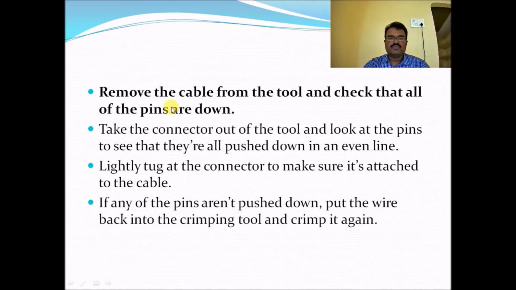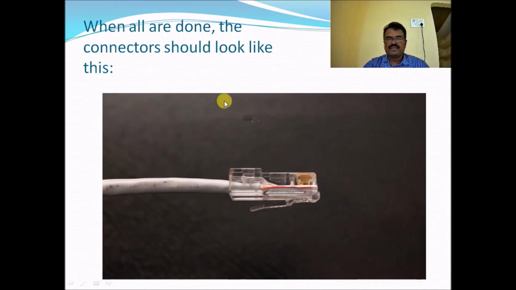So then remove the cable from the tool and check that all of the pins are down. Take the connector out of the tool and look at the pins to see that they are all pushed down in an even line. Lightly tug at the connector to make sure it is attached to the cable. If any of the pins are not pushed down, put the wire back into the crimping tool and crimp it again. So after that, after crimping, generally a cable looks like this.